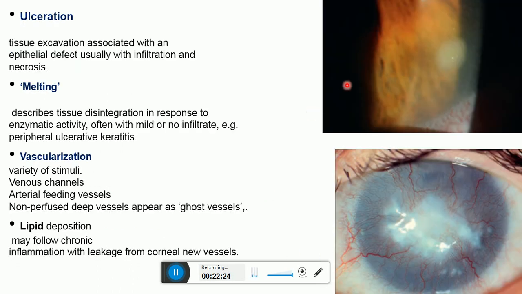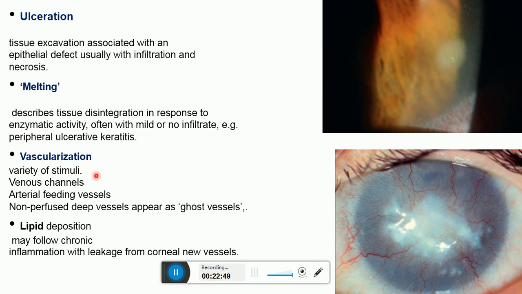Next is ulcer. There is tissue excavation in the ulcer, and there is an epithelial defect, usually with infiltration and necrosis. Next is melting. In melting, there is tissue disintegration in response to enzymatic activity, with mild or no infiltrate, as in peripheral ulcerative keratitis.